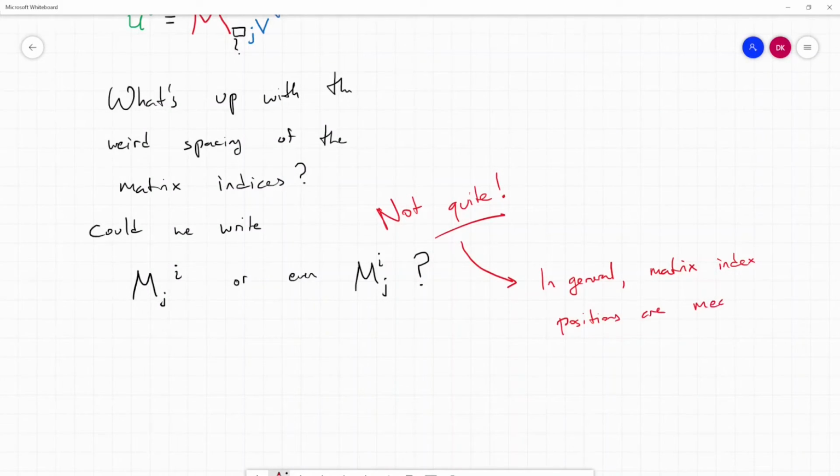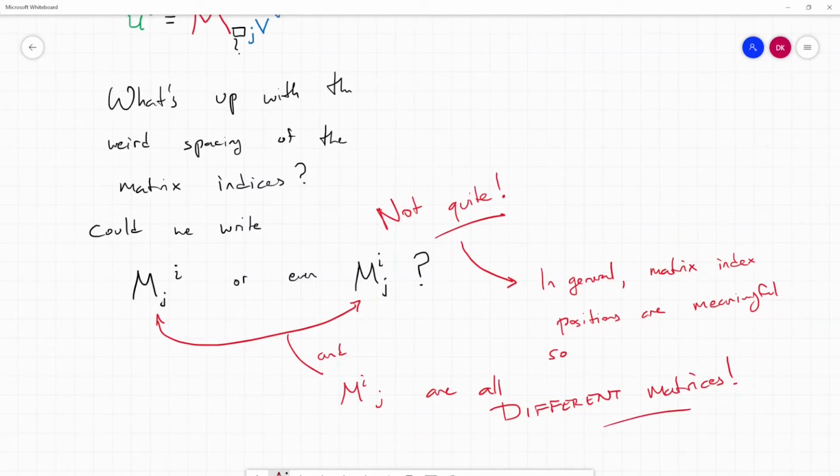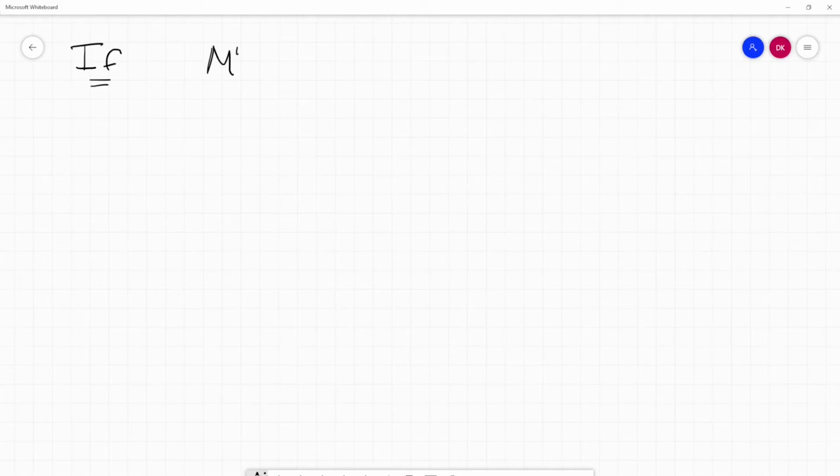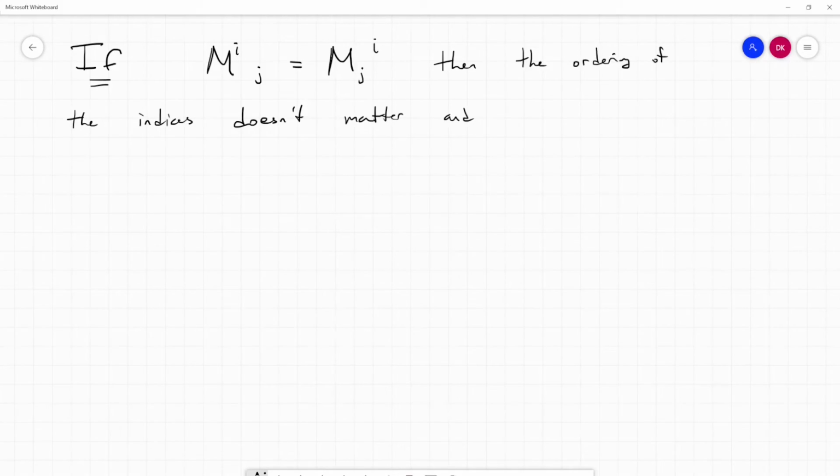The ordering of the indexes matters, and the different orderings correspond to different matrices in general. On the other hand, if the ordering is irrelevant, if M upstairs i downstairs j is equal to M downstairs j upstairs i, then the ordering can be gotten rid of entirely and we can just stack the indices on top of each other.